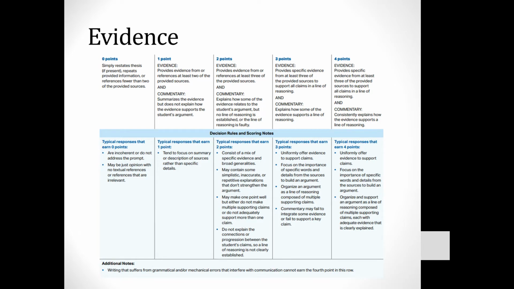And number 3, organize and support an argument as a line of reasoning composed of multiple supporting claims, each with adequate evidence that is clearly explained. This one is just showing continuity. Think of it this way: if you have one really strong body paragraph where 2 evidences are put well with each other, the next one should also be like that, and the next one and so forth. You can't just have a really good first body paragraph and the other ones are really bad. You know what I mean? They should all be consistent in terms of quality control.